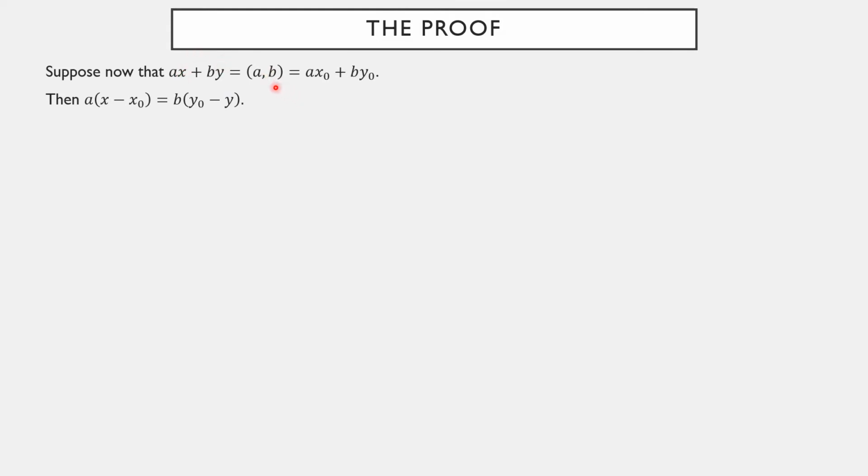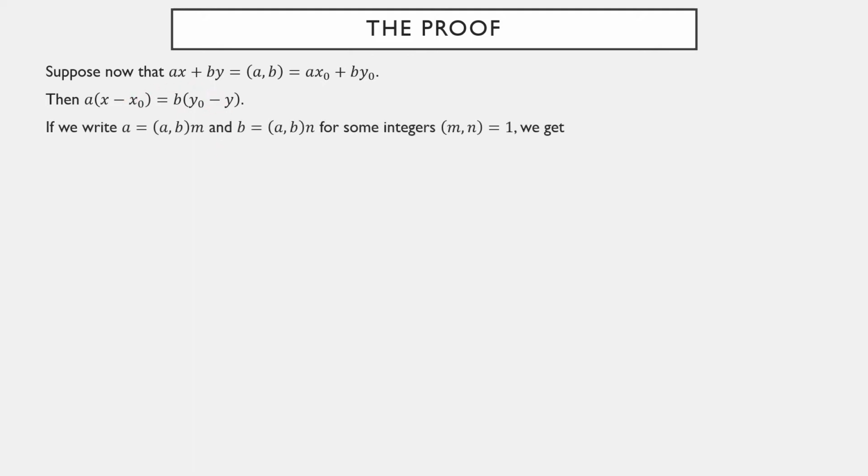Well, if I cut out the middleman and just say ax plus by equals ax naught plus by naught, I can move the a terms to one side and the b terms to the other and get this. Notice that I factored the a out and I got x minus x naught. On the other side, when I factor the b out, you get y naught minus y. They're in slightly different orders.